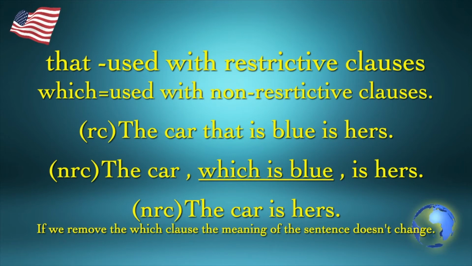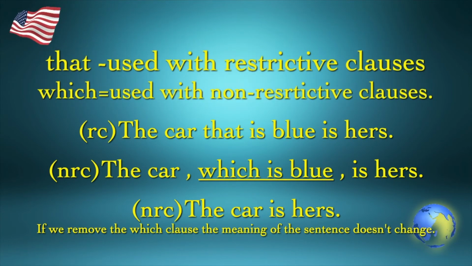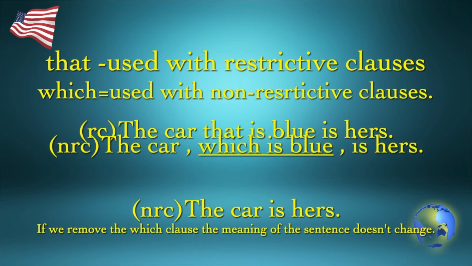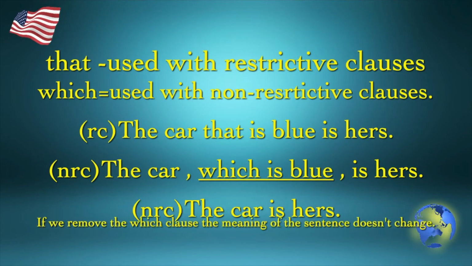Remember, that is used with restrictive clauses, which is used with non-restrictive clauses. Restrictive clause: The car that is blue is hers. Non-restrictive clause: The car, which is blue, is hers. In the non-restrictive clause, the car is hers. If we remove the which clause, the meaning of the sentence doesn't change.